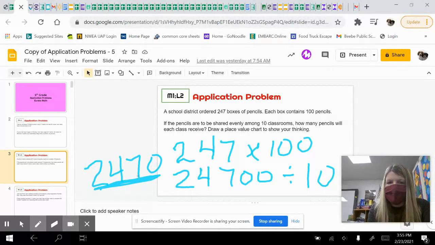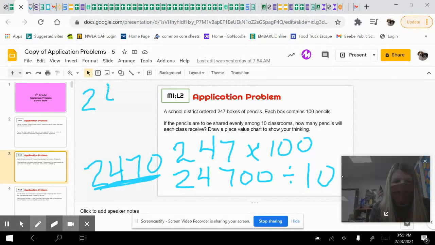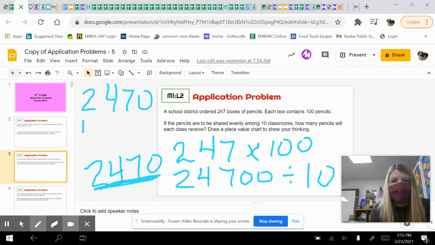So it says how many pencils will each class receive. So that makes sense that, if we've got 247 boxes that contain 100 pencils, and now we're splitting that between the 10 classrooms, each classroom is going to get 2,470 pencils. Okay, so you're going to have some other two-step problems. So I want you to remember to read it carefully, read it a couple of times, really look at what it's asking, and then make sure that you solve both parts. So if I'm going to label this, I would have the 2,470 and then the pencils.